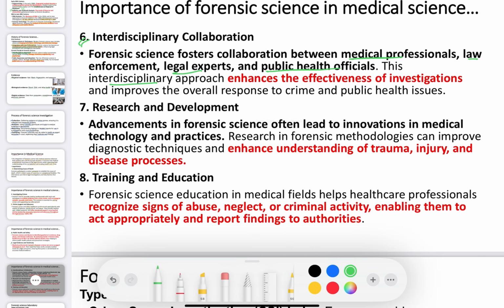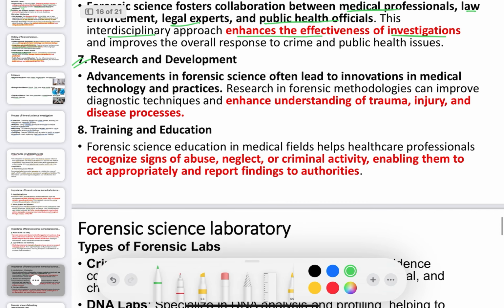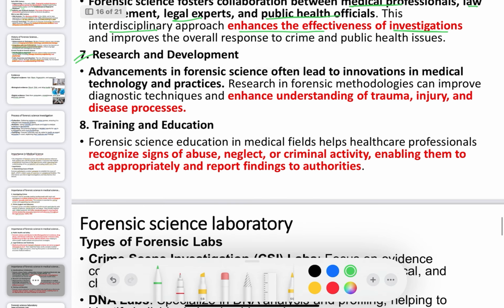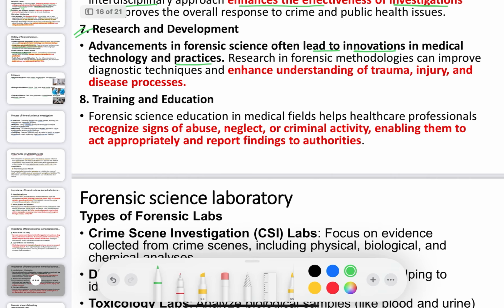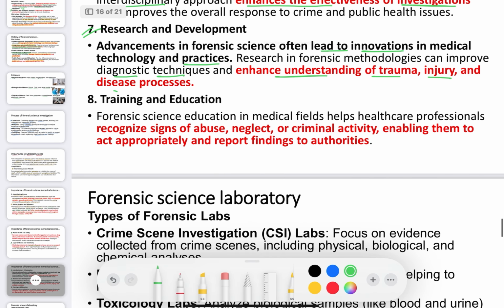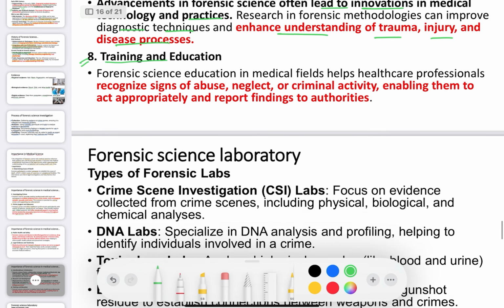This interdisciplinary approach enhances the effectiveness of investigation, research, and development. Advances in forensic sciences often lead to innovations in medical technology and practices. It improves the diagnostic methods and enhances understanding of trauma, injury, and disease processes. Training and education.